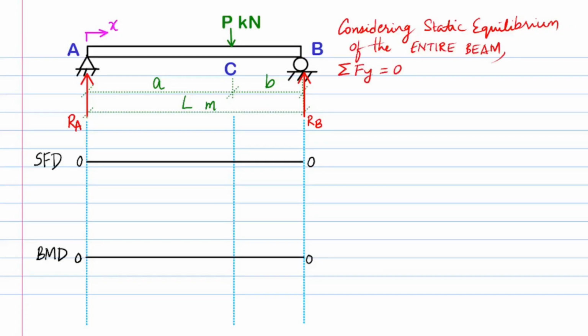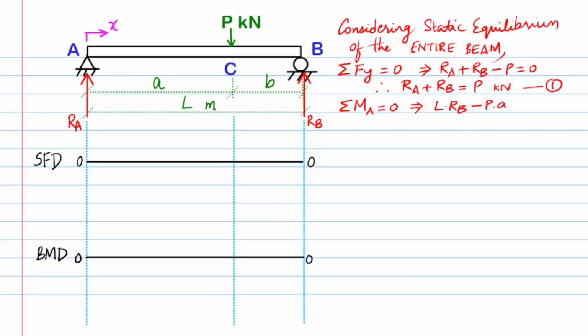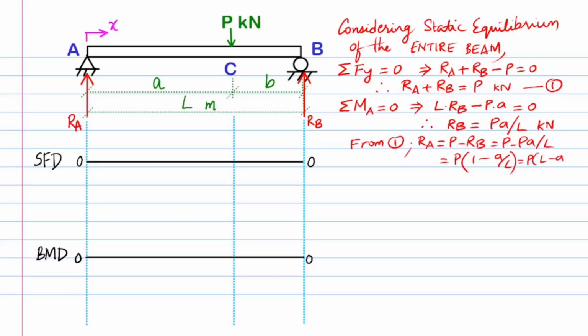The first equation states that the summation of the forces along the vertical y direction is 0, giving Ra plus Rb equals P kilonewtons. Let's number the equation as 1 for later reference. The second equation states that the summation of moments, active and reactive, is 0 about the point A, giving Rb as P times A over L. From equation 1, we obtain and simplify the value of Ra as P times B over L.